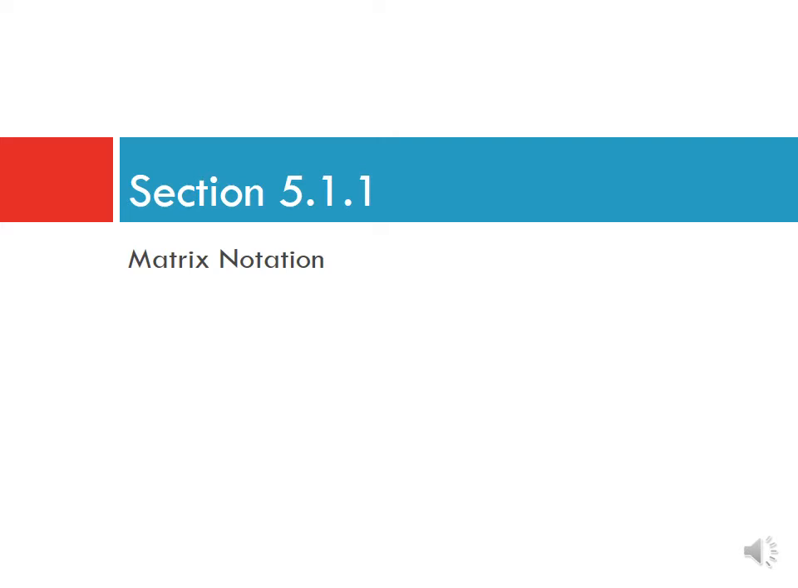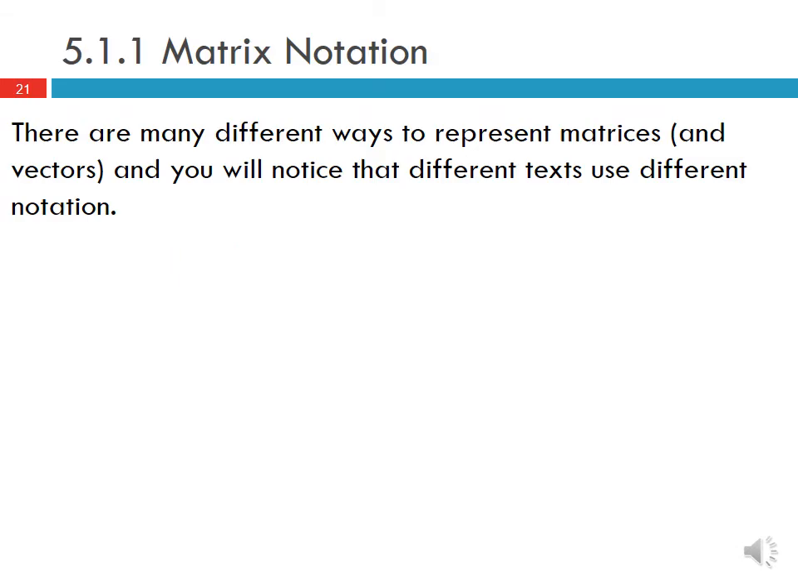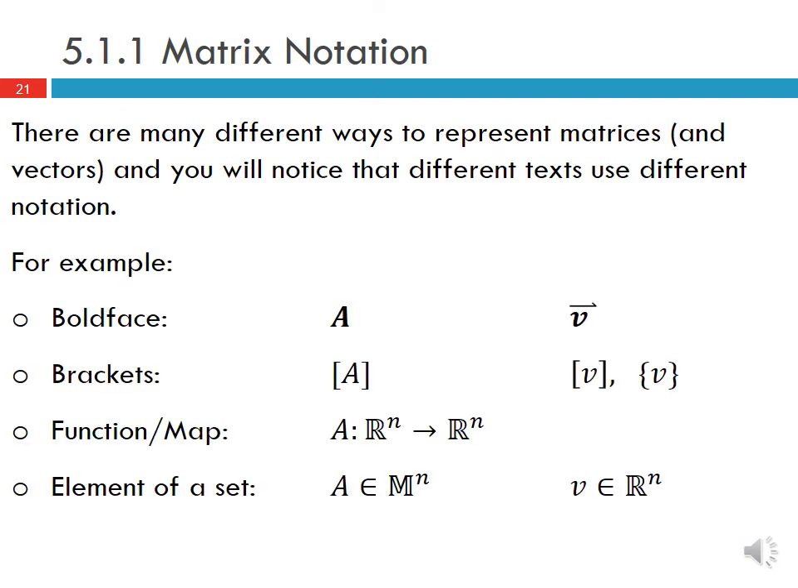So that brings us to a discussion about matrix notation. There are many different ways to represent matrices and vectors, which you may have seen in different courses that you've taken. You'll notice that different texts use different notation. For example, you can use boldface to represent matrices and vectors, and sometimes vectors will also have an arrow or half arrow or line on top of them. You can use brackets to represent vectors and matrices. Typically you would use square brackets for matrices, and sometimes vectors are represented with curly braces.